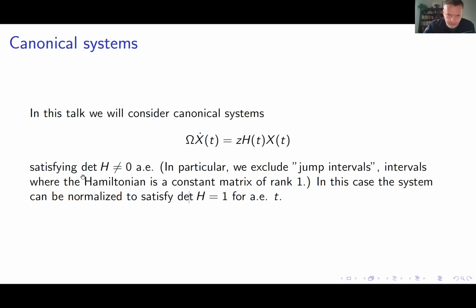So if you agree that the determinant of H is not 0 almost everywhere, then you can renormalize the system with a change of variables and make it satisfy an even better condition, that the determinant of H is 1 almost everywhere. And that's what we will do for the rest of our lecture today.